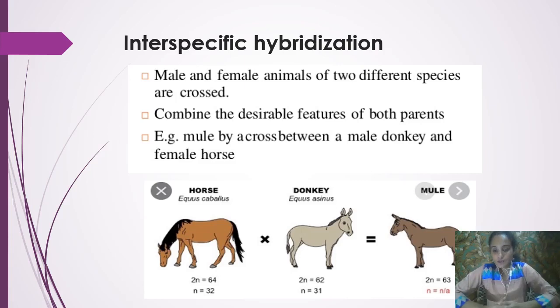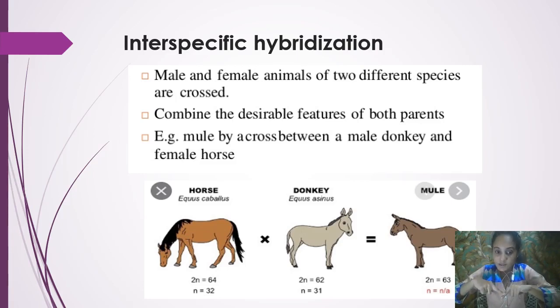Now the next one, so outcrossing and outbreeding is over. Now the next one is interspecific hybridization. Interspecific means two different species. Okay, from seeing this example itself, it will come to your mind. I have given the picture of a horse here, entirely different to a donkey. Okay, and they have been crossed, and you are getting a different product, that is the mule.